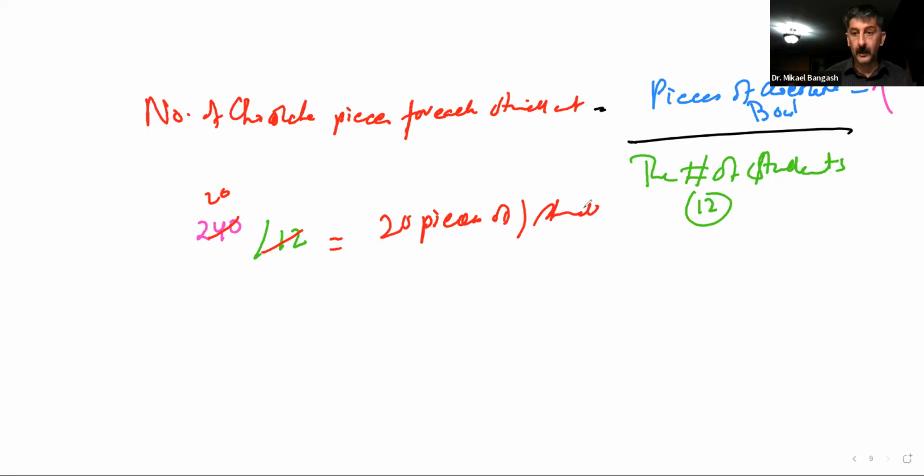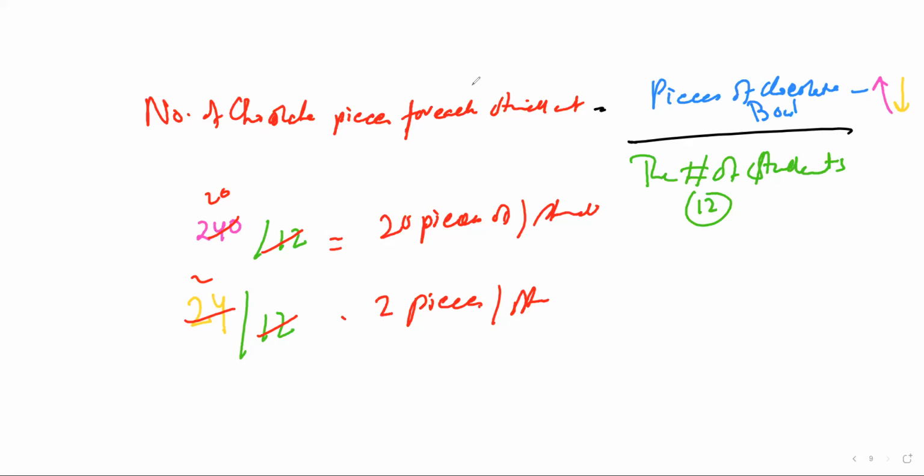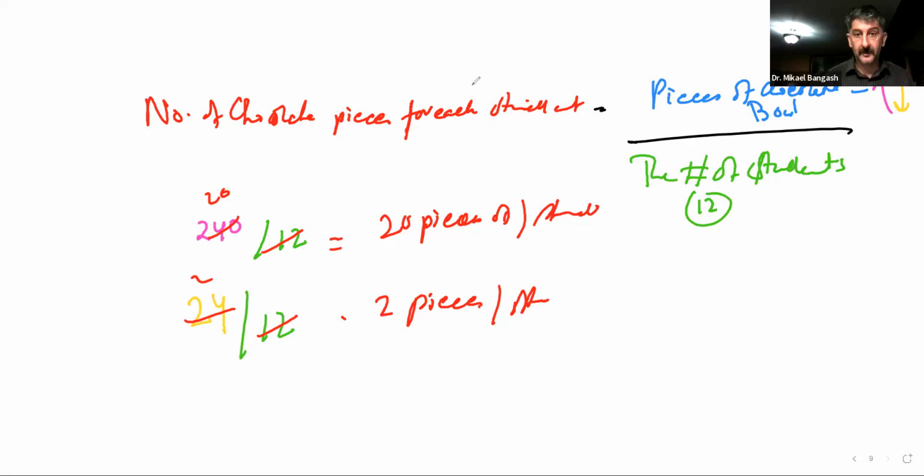Whereas if you do the opposite and say we have a lesser number of pieces of chocolate, let's say 24 pieces of chocolate, and the number of students is the same, what do you get? Yes, ladies. Each student will only get 2 pieces of chocolate. Right? Good.